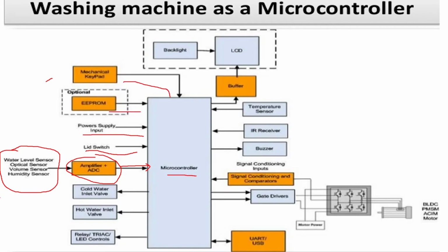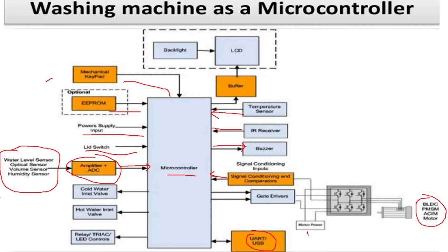This is mechanical key inputs, whatever keys you are going to have on your washing machine, whatever keys you're going to press. And then you have temperature sensors input. Then you have an infrared receiver here. Then you have buzzer output. Okay, so here you have signal conditioning and comparators. Okay, so here you are having your meter power, and here you are having your UART and USB link, and here you can have your ACM and motor.